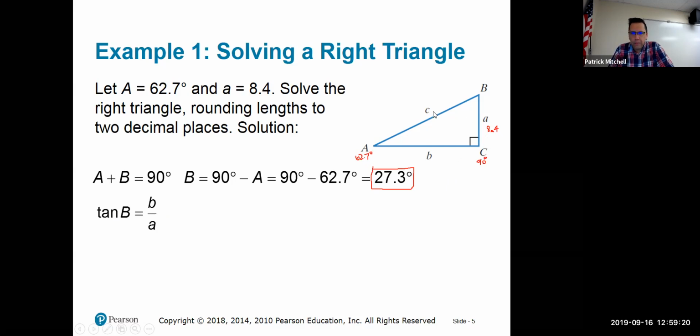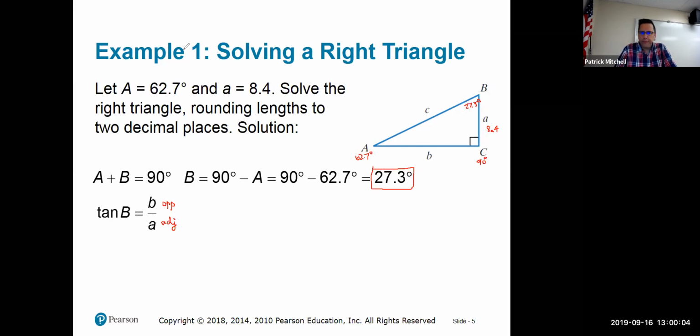So if I take angle B, which we just found is 27.3 degrees, I'll write that in there. The side opposite angle B is little b, and the side adjacent to angle B is little a. So the opposite over the adjacent turns into b over a. And we know side a, right? By the way, you could have done this with sine or cosine, and it would have worked also. We would have just been bringing the hypotenuse into it a little earlier.